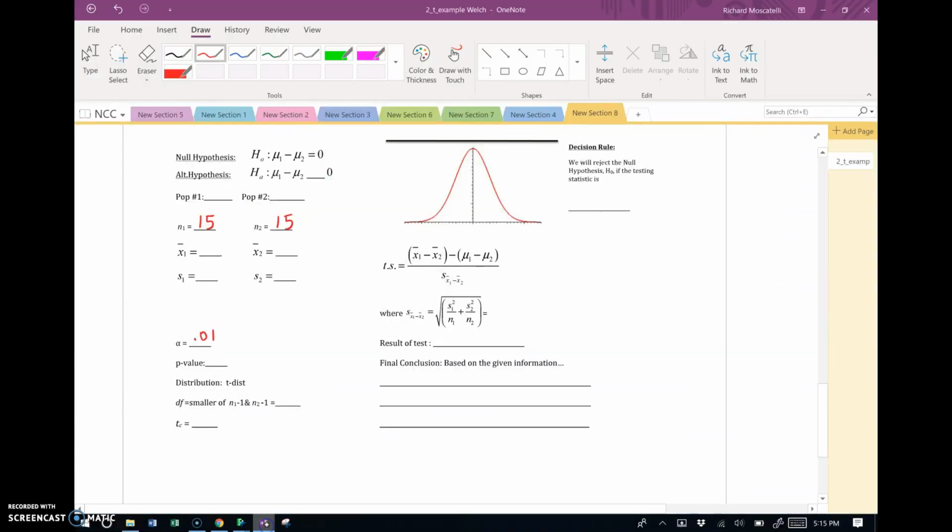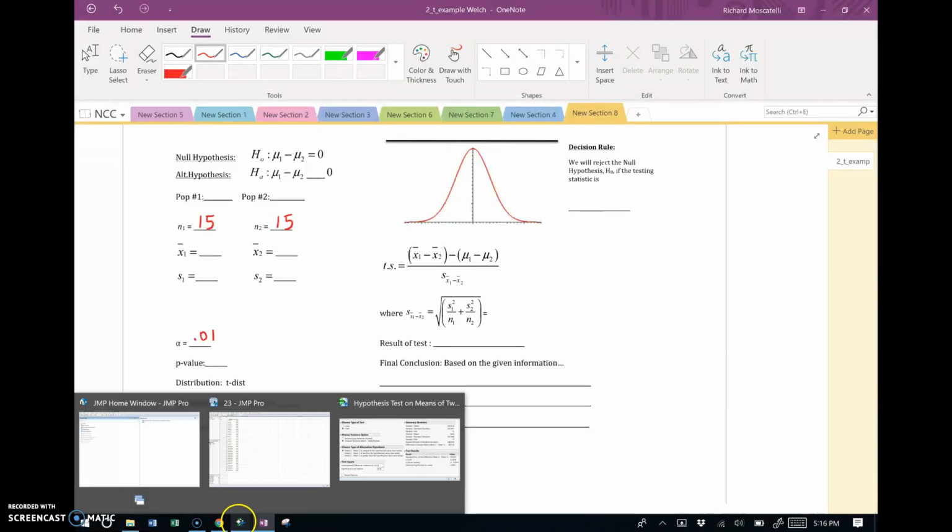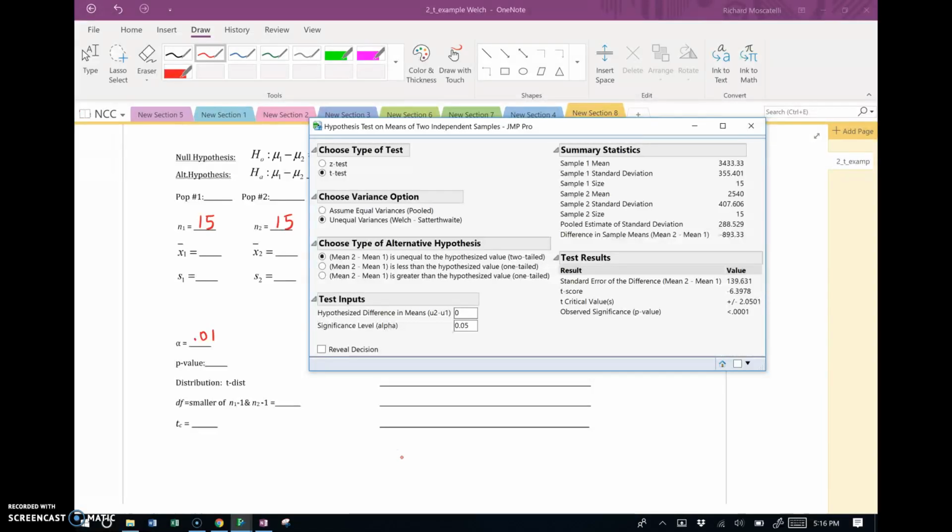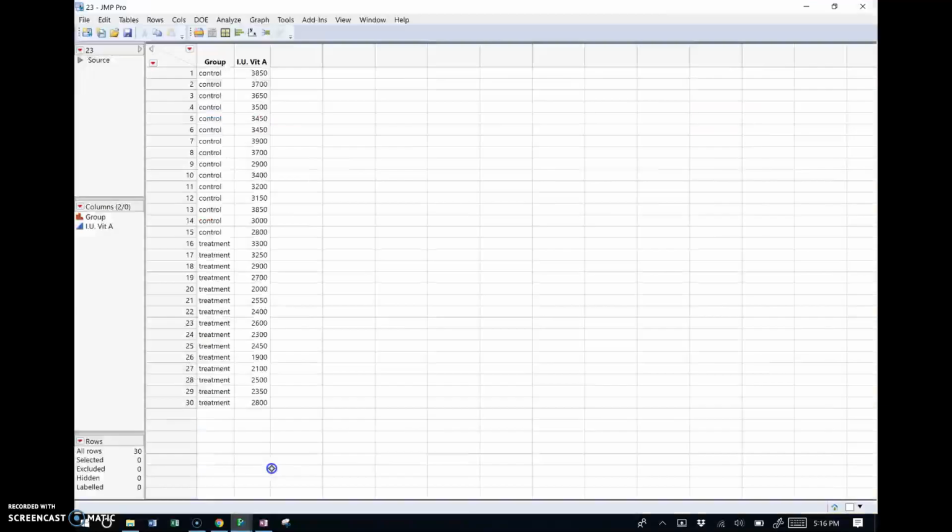Now on my template, notice I have it as mean 1 minus mean 2. So, it matters who we call 1 and 2. We got to be careful there. So if I go back here, yeah, here we go. Look at the JMP output.